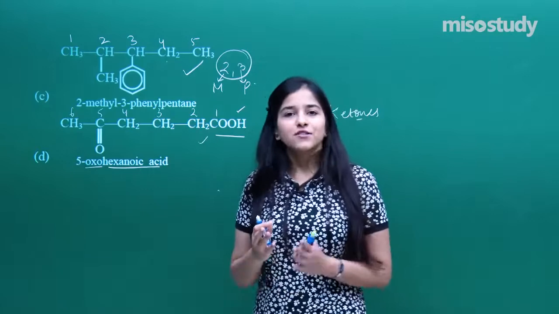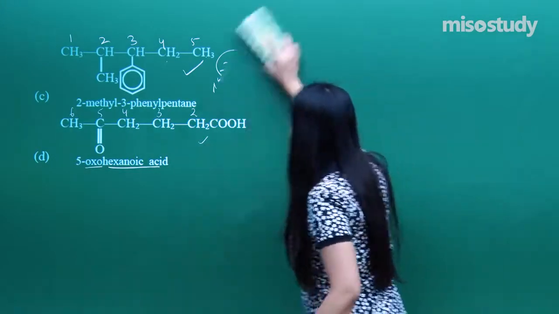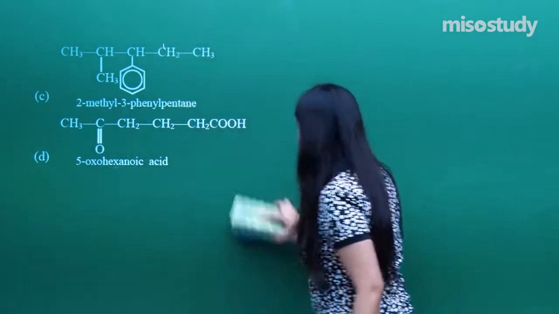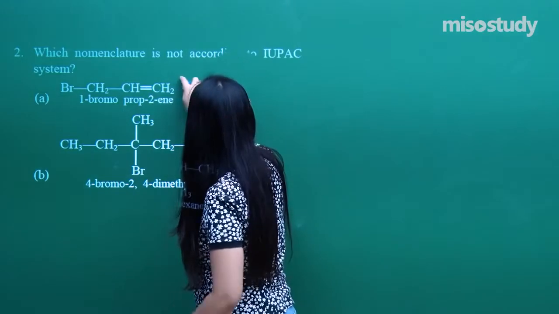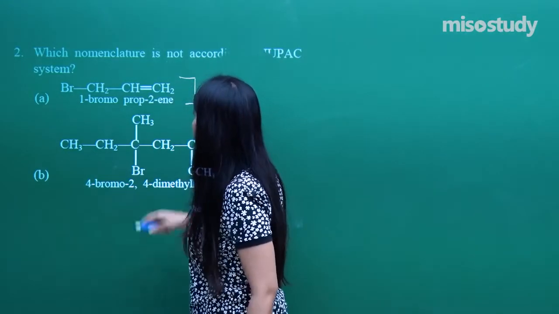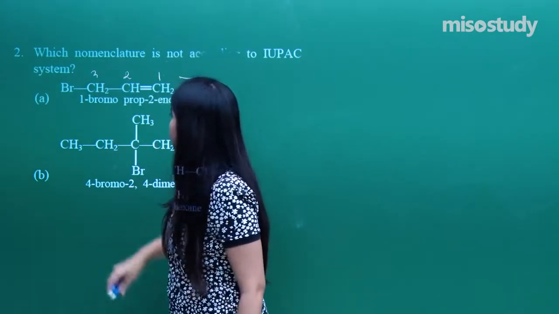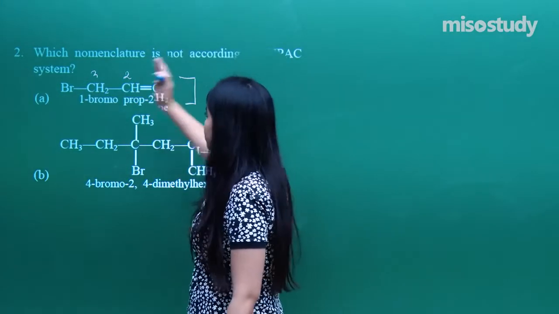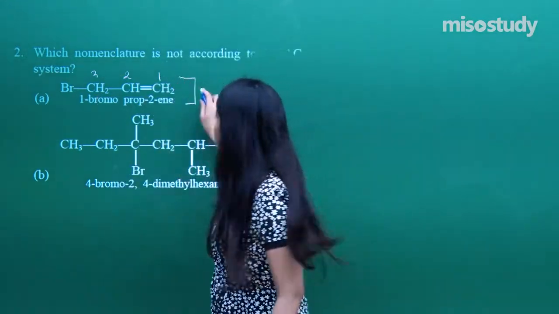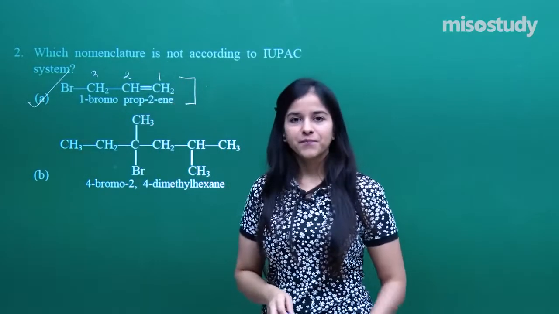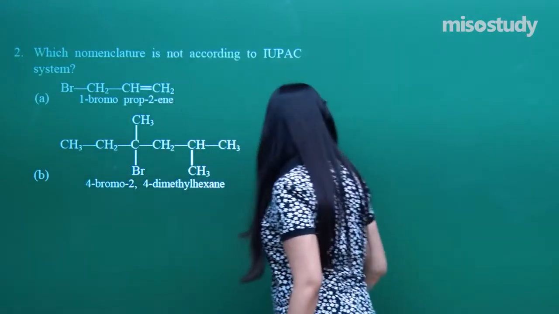So as we analyze all the options, which is the incorrect one? The first that we had taken up was the incorrect IUPAC naming over here. And what is the incorrect thing over here? I would have started numbering from this side, but they have taken it up from the bromine side. That is incorrect. So I hope you all have got the answer. It's A over here.